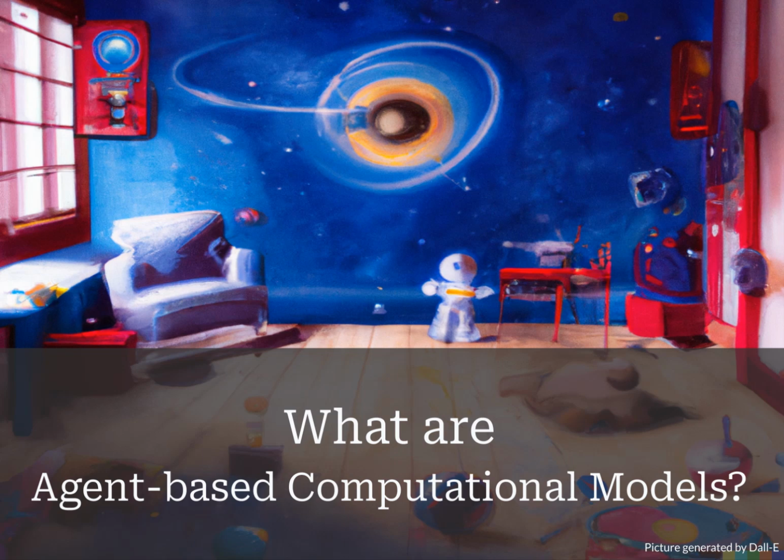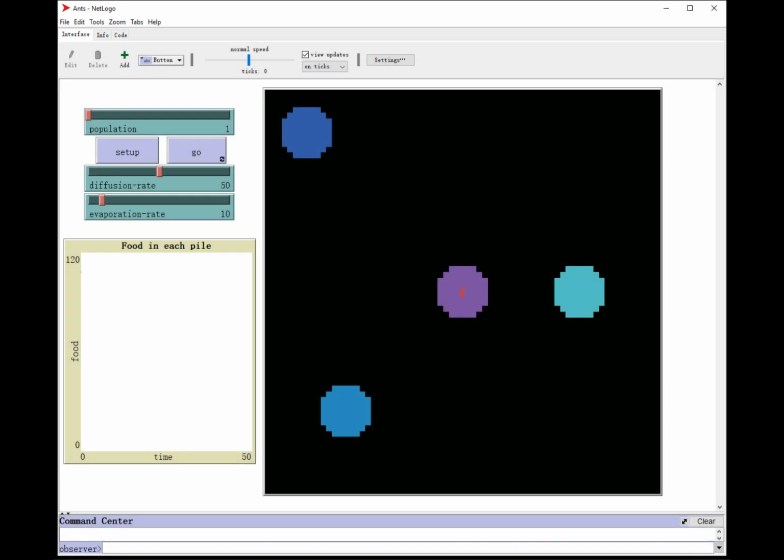Let's start with the classical ants model in NetLogo. NetLogo is the most widely used computational platform for agent-based modeling. The model simulates an ant colony. Each ant in this model follows the same set of simple computational rules.